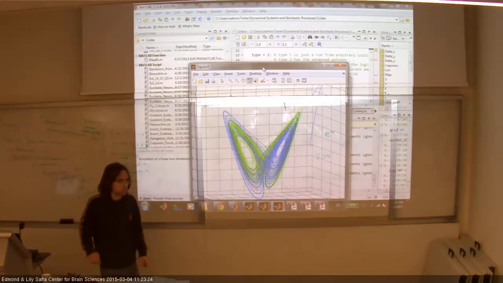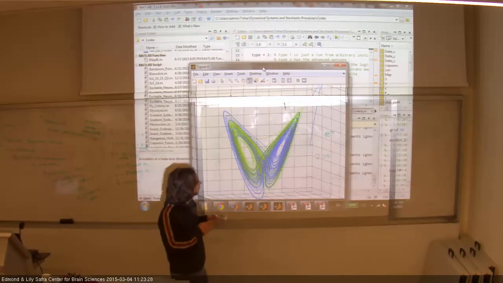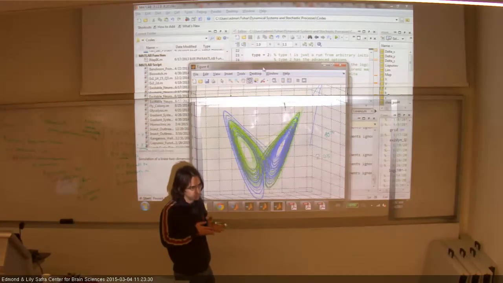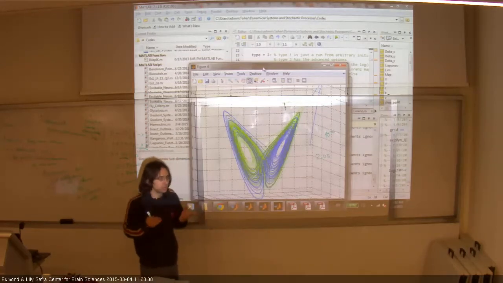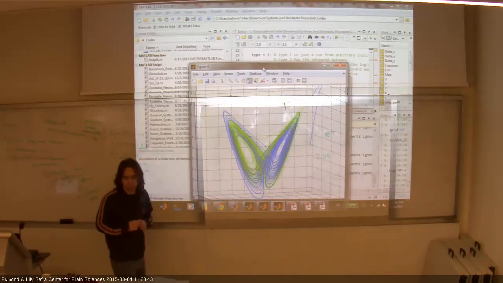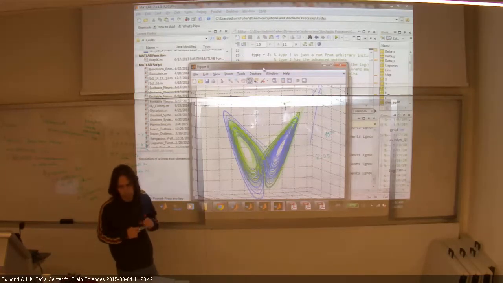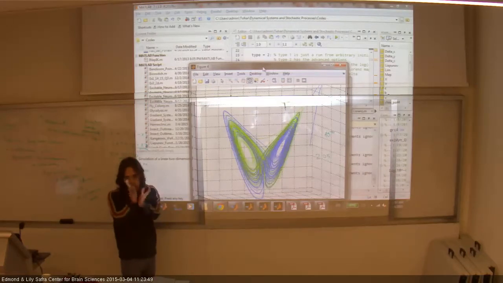What? Well, it's still restricted to the strange attractor, yes. But within the strange attractor, I don't know what it does. Okay. Yeah, so at least we have the strange attractor, right? No, this is one strange attractor. It's considered one strange attractor. It's just kind of folded.